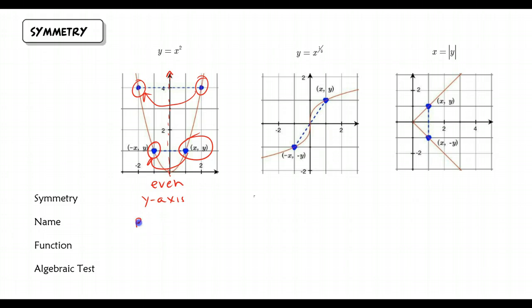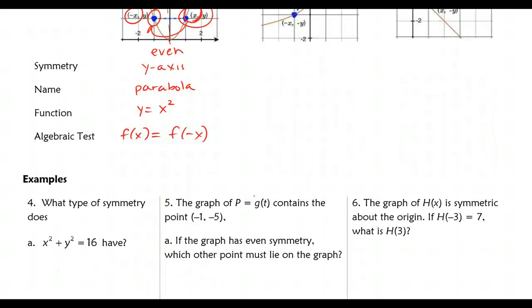So here we have a parabola. This is our function, and let's take y equals x squared. The algebraic test to determine whether or not your function is symmetric about the y-axis is to replace all of the values x with negative x. If you can replace x with negative x and your function is still equal, it's passed the algebraic test to determine whether or not it is symmetric about the y-axis. So I'll do a quick example of that.